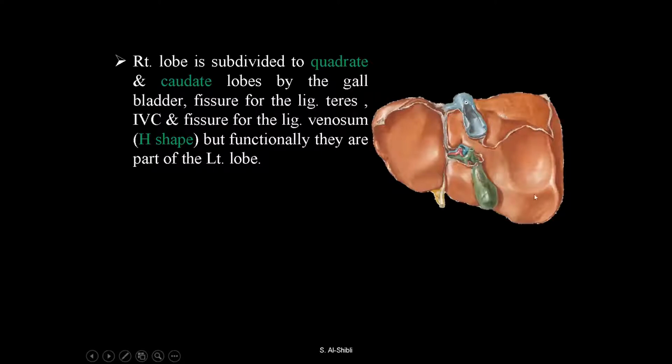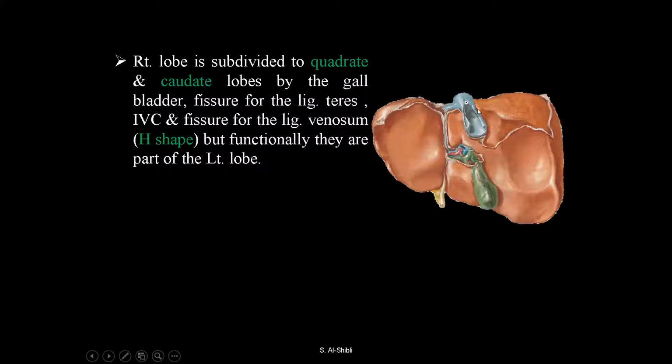This is the visceral surface of the liver. Now this is the right lobe, and this is the left lobe. The right lobe can be subdivided into two lobes, the quadrate and the caudate. Okay, the quadrate and the caudate lobe. By what? By what we call the H shape, an important structure here, forming an H shape on the visceral surface of the liver.